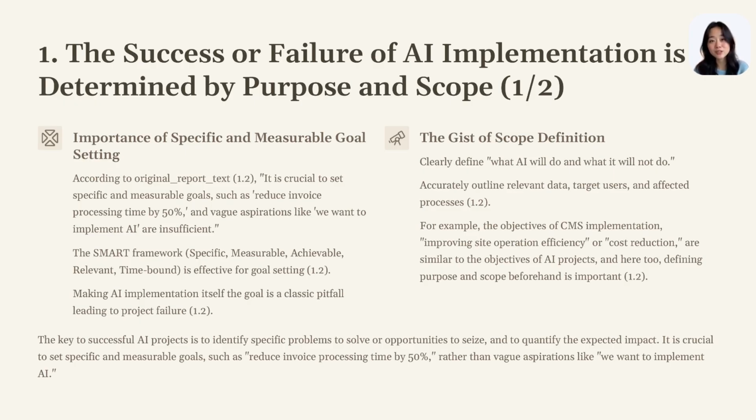And it is equally important to define the scope, that is, the scope of the project. It is necessary to clearly define what AI will and will not do, and to accurately outline what data is relevant, who the target users are, and what business processes will be affected. This is as important as clarifying the objectives, such as improving site operation efficiency and reducing costs when introducing a content management system, CMS, for a website. AI projects should not forget this basics. This objective and scope setting is the most basic starting point that determines the success or failure of a project, and a surprising number of failures are actually due to the wrong button being pressed at the beginning.